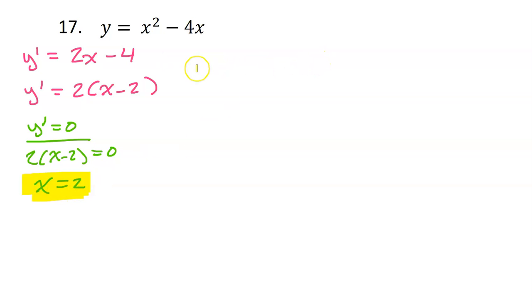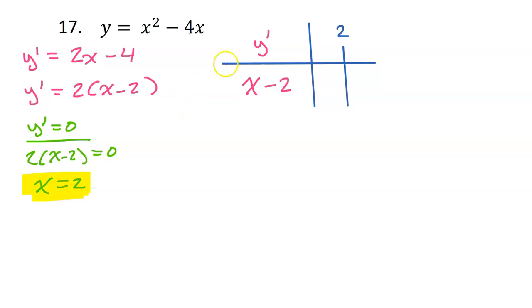Let's put that on a number line and make a little sign chart. Make sure you label the sign chart as y prime. I only wrote down the x minus 2. The constant of positive 2 won't change anything. So let's see where x minus 2 is positive and negative. For values of x that are less than 2, x minus 2 will be negative. For example, if we put a 0 here, this would give us negative 2. For values of x that are greater than 2, y prime will be positive. For example, if we put a 3 here, 3 minus 2 is positive 1.